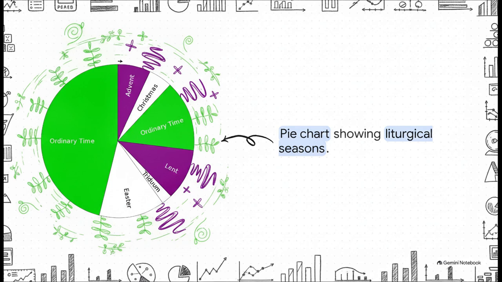The slices show exactly how much of that year is dedicated to ordinary time in green, compared to the much smaller slices for Lent or Advent in purple. You literally don't even need the numbers to instantly grasp the proportion of the year each season takes up. The visual size of the slice communicates everything in a split second.